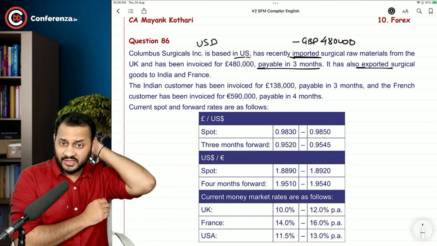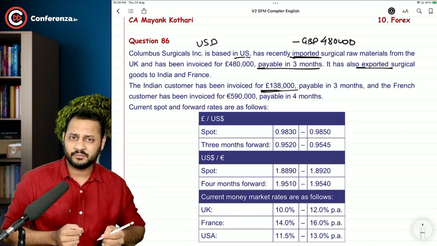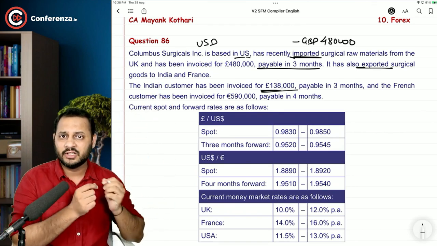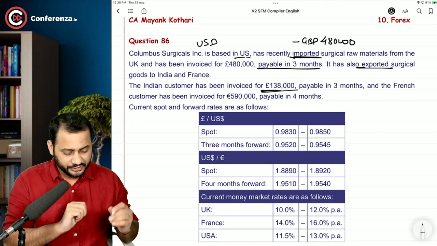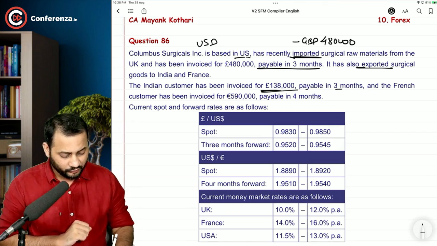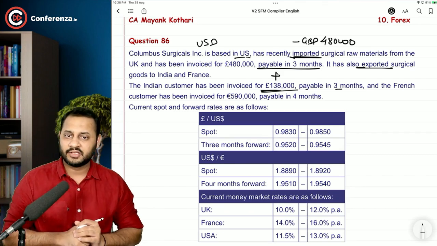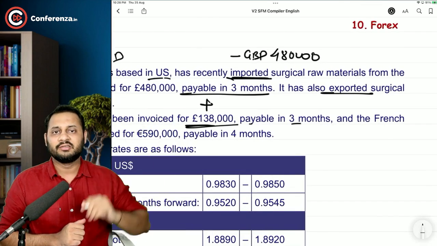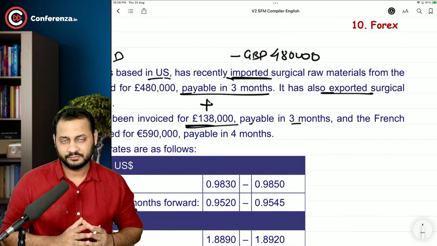Surgical goods to India and France. The Indian customer has been invoiced in pounds. Just understand, India's currency is rupees, but still we have given the invoice in terms of pounds, not rupees, which is also payable in 3 months. So for us as an American, this is receivable in 3 months' time. Also 4,80,000 pounds is payable in 3 months' time. We are going to match this.